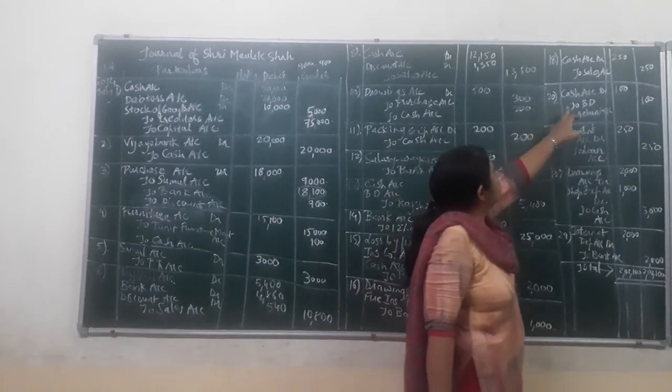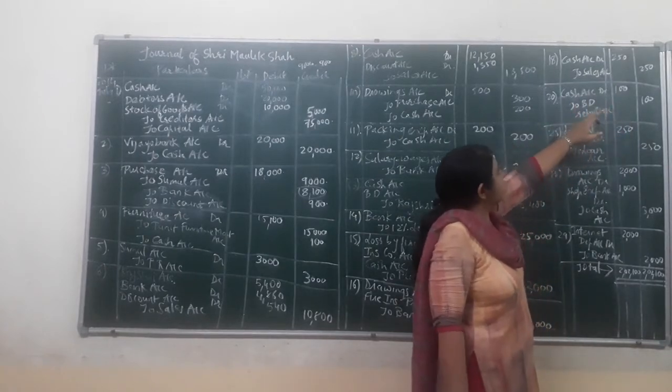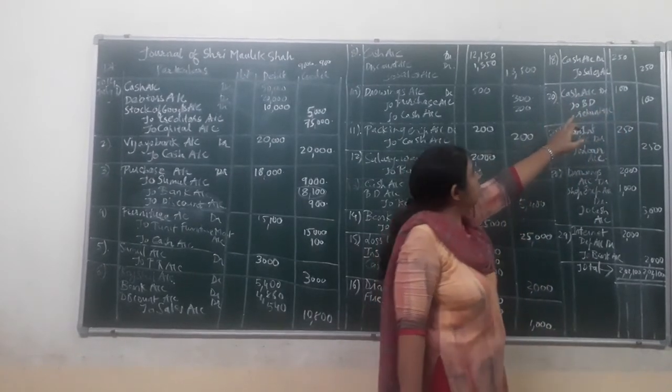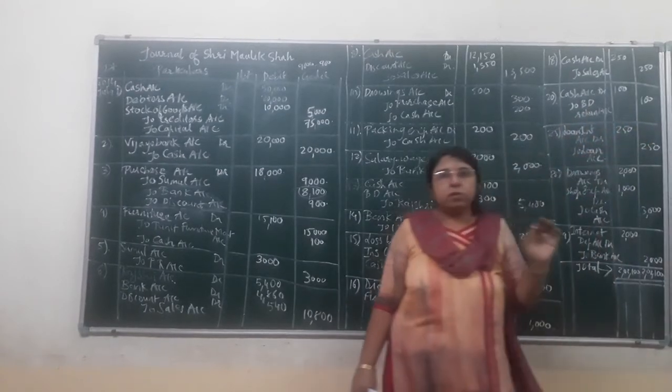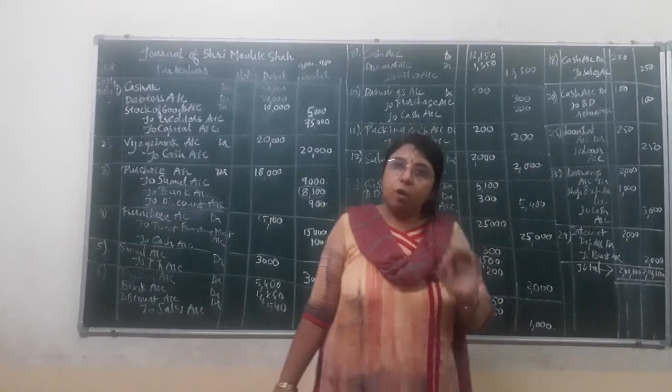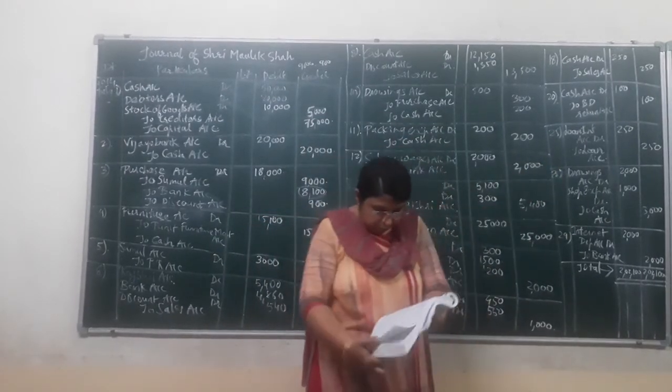So the journal entry that would come, cash account debit, that is 100, because that amount of cash is received, so debit what comes in, and to bad debts return account credit, that is rupees 100. So bad debts return is an income for the firm or gain for the firm. Okay. Next one, that is 25th date.